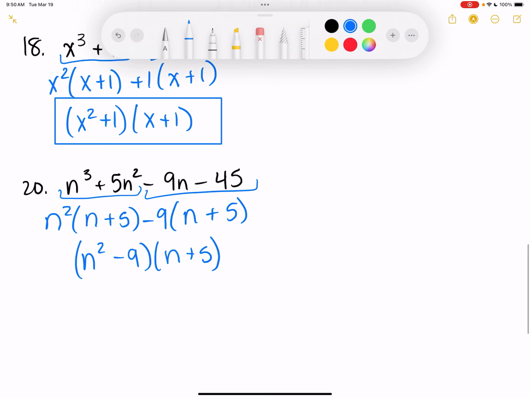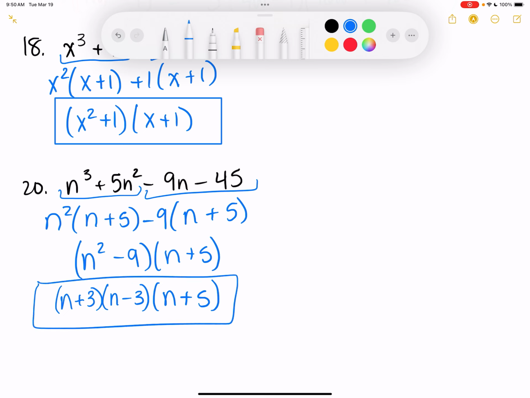Am I done with this one? No. Do you know what I need to do? This is a special type. Do you remember what it is? n plus 3, n minus 3. Yep, it is a difference of squares. So this piece will factor into n plus 3 and n minus 3. And then times the n plus 5. So we have to make sure when we do grouping that if there's something else that I can factor out at that point, that I go ahead and do that.